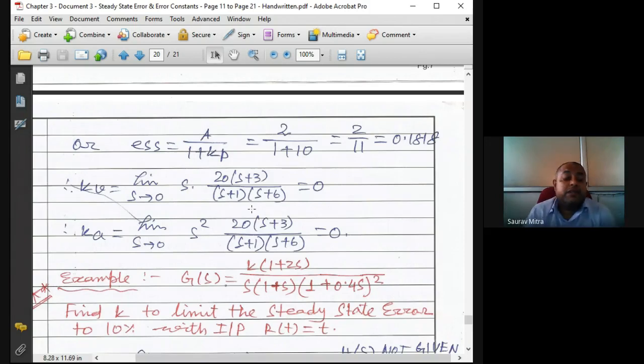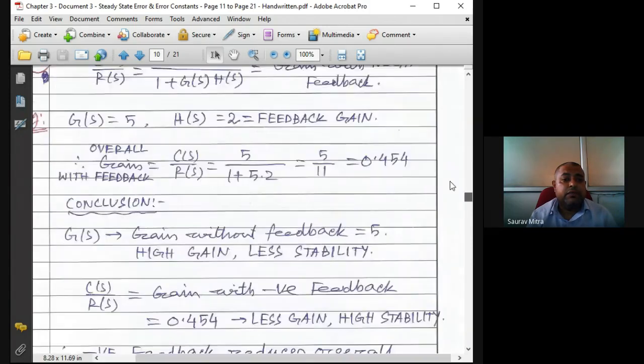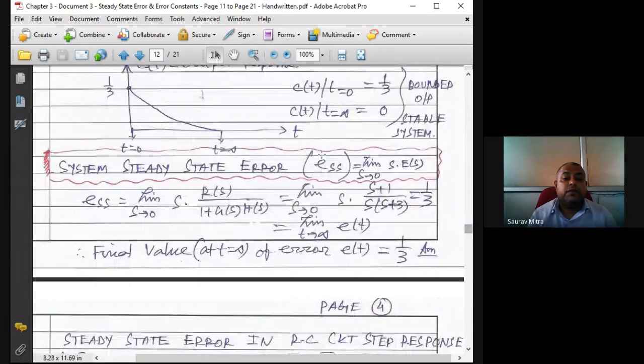First we saw the proof for capital E(S). Let us have a recap and we will stop. Initially we proved that E(S) is equal to R(S) divided by 1 plus G(S)H(S). There is a small proof, it can be asked. Then we saw the formula for steady state error, which is given by the final value theorem, that is limit S tends to 0 of S into E(S), where E(S) is R(S) divided by 1 plus G(S)H(S). That is the classical method.